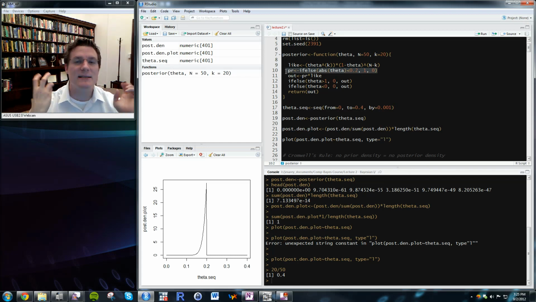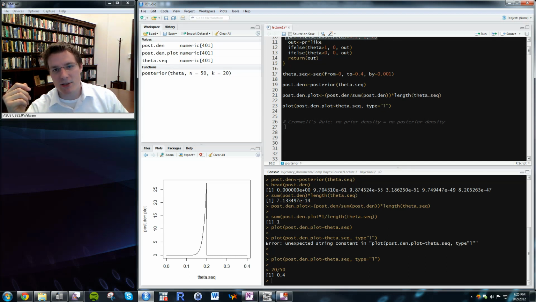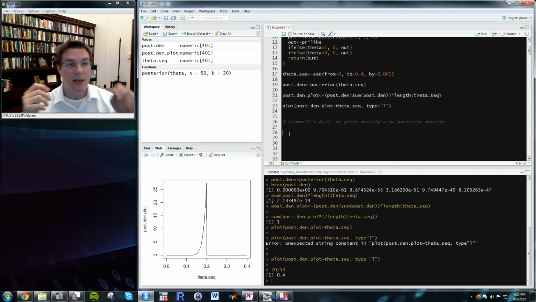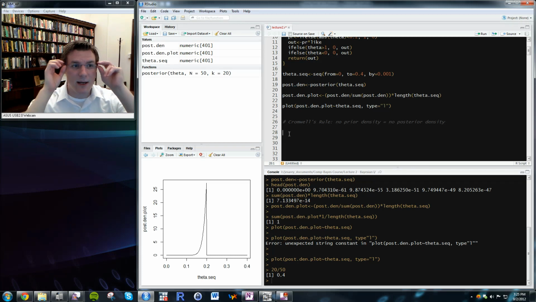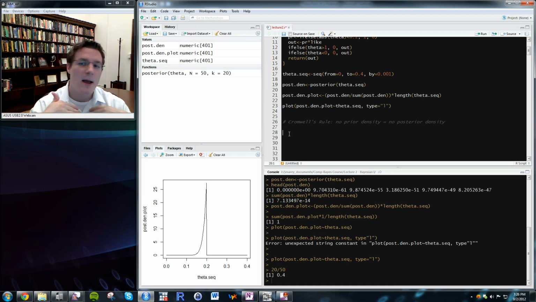I have to at least allow some chance in advance of the study that this is true in order for the study to update my beliefs in that direction. And this, in the Jackman book, is called Cromwell's rule. If there's no prior density assigned to a particular belief or parameter value, no amount of data is going to make it have positive probability. I'm just not going to believe it if it's not in the prior.